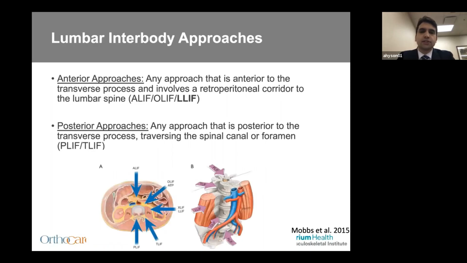In terms of approaches to the intervertebral disc for an interbody fusion, you have an anterior approach, which involves any approach anterior to the transverse processes and involves a retroperitoneal corridor to the lumbar spine. This includes the anterior lumbar interbody fusion, the OLIF or oblique lumbar interbody fusion, which is beyond the scope of this talk, and the focus of this talk, the lateral lumbar interbody fusion. And you can see a depiction of the approaches down below at the bottom of my screen. Additionally, you have posterior approaches, the more traditional approaches to the interbody space, which is any approach posterior to the transverse processes traversing the spinal canal or the foramen and involves retraction of the nervous structures.